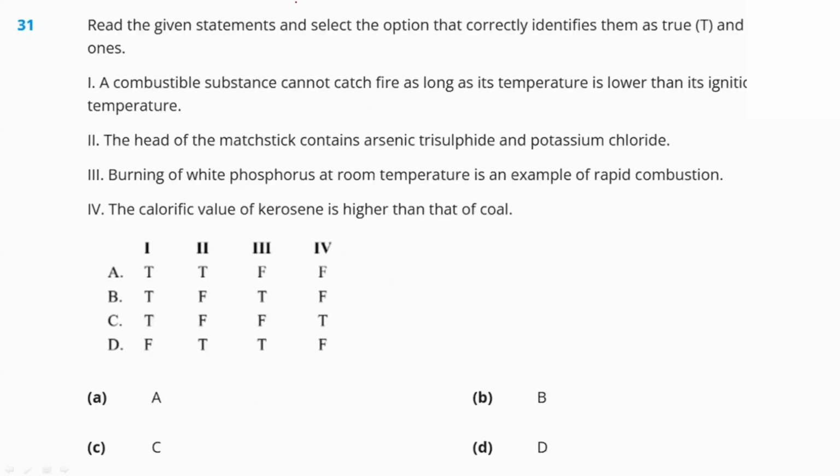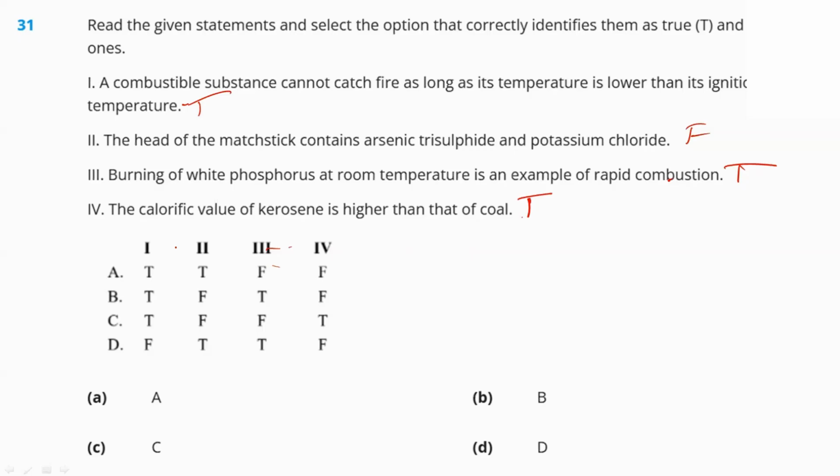Next. Read the given statements and select the option that correctly identifies them as true or false. A combustible substance cannot catch fire as long as its temperature is lower than its ignition temperature. This is correct, a true statement. Next, the head of the matchstick contains arsenic trisulfate and potassium chloride. Okay, so this is a false statement. Next, burning of white phosphorus at room temperature is an example of rapid combustion. This is a correct statement. And the calorific value of kerosene is higher than that of coal. This is also true. So true, false, true, and true.